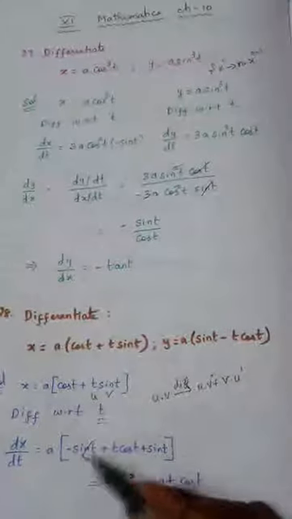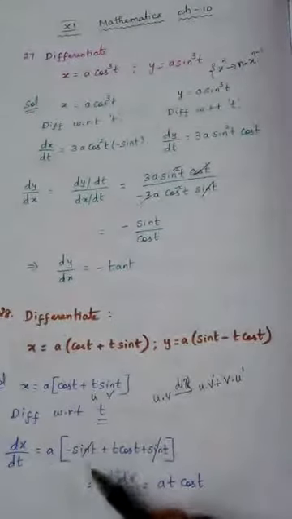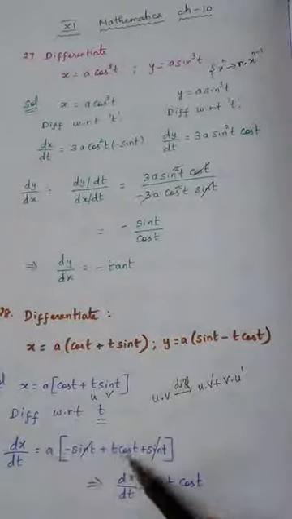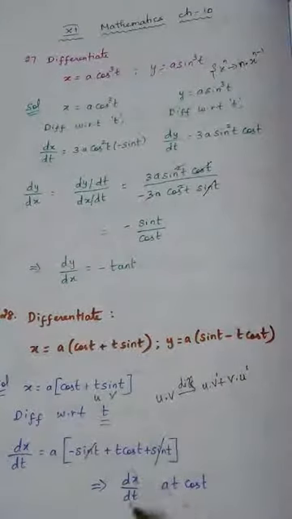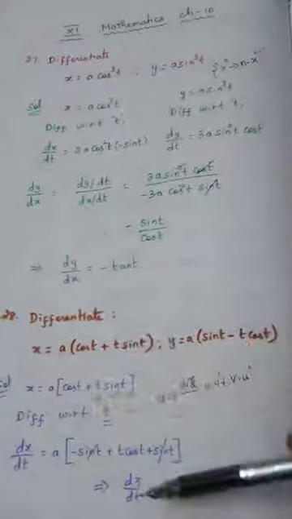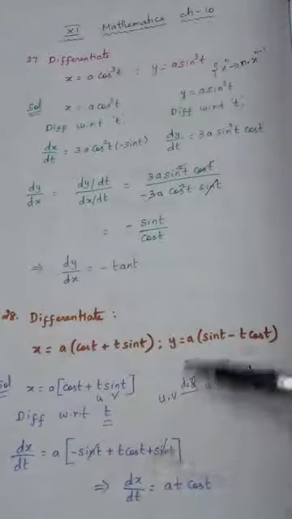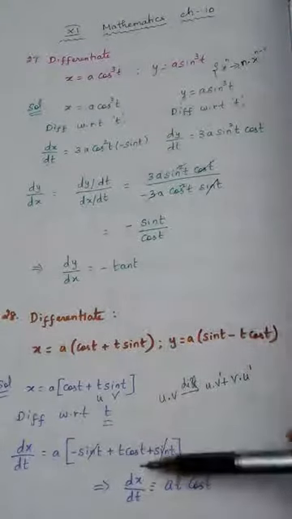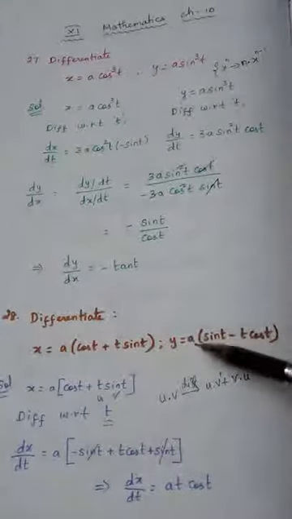Now if you cancel minus sin t and plus sin t, the remaining thing is t cos t, which is the answer for dx by dt. So now by taking this, I have found out dx by dt. Similarly, we should take this and find out dy by dt. So next we will take y.